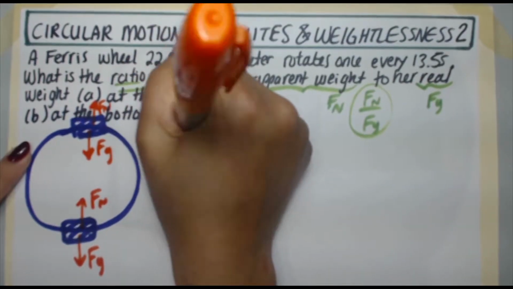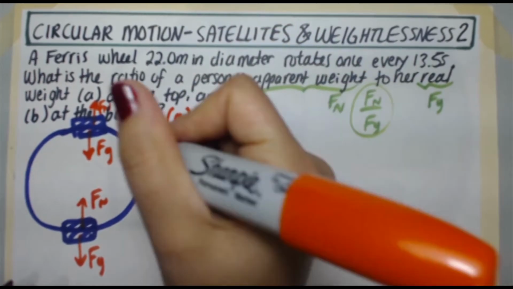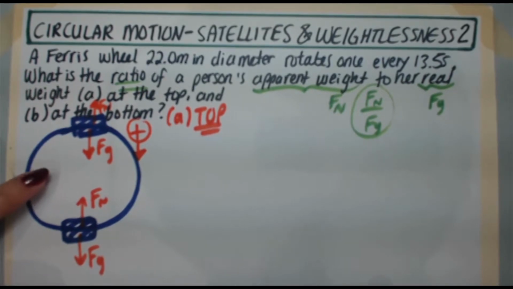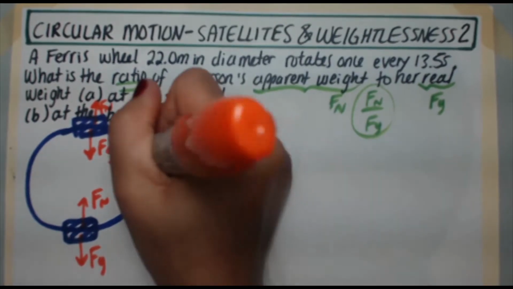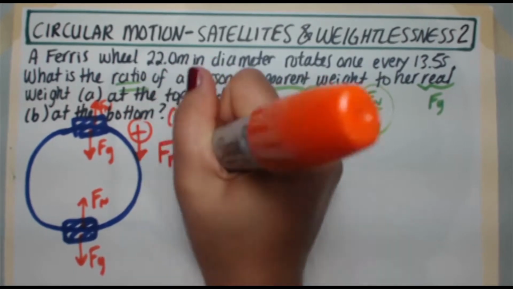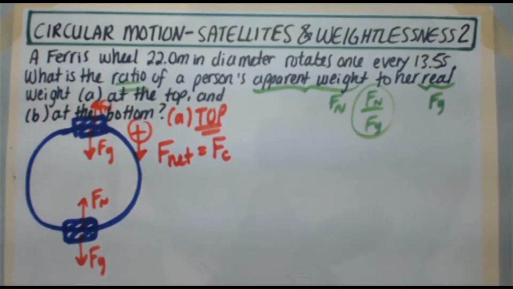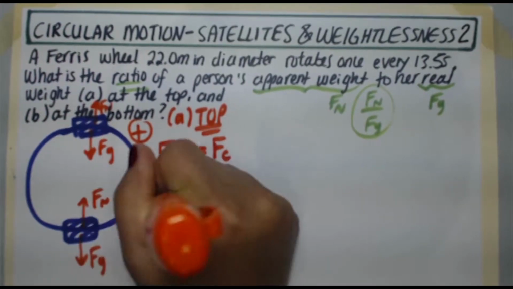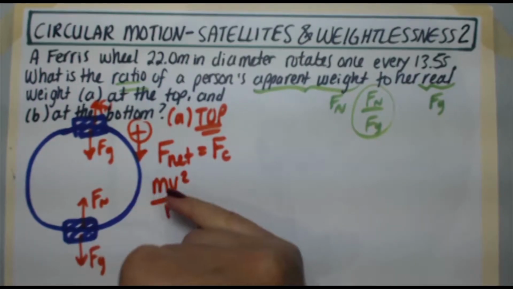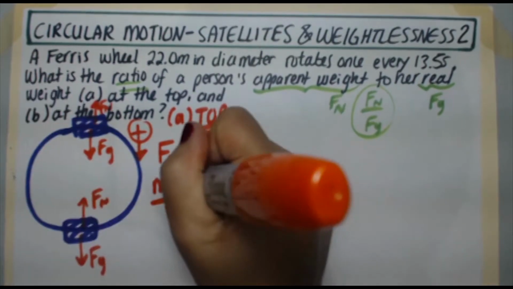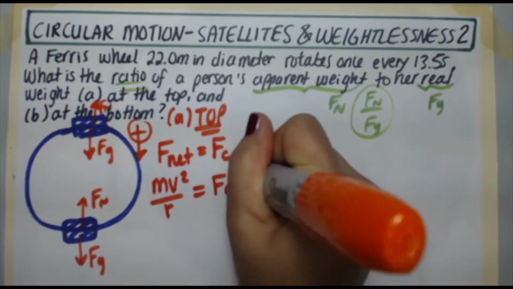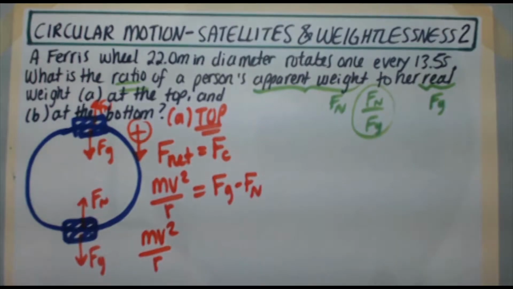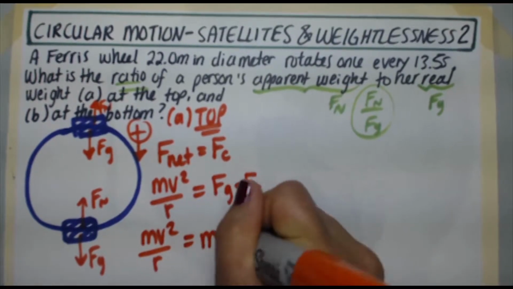So for part A, at the top of the coaster, at the top we're going to let positive be down again, because we want it to be towards the center of the circle, since that's the direction of the centripetal force. So we do our Newton's second law. In this case, the net force is centripetal because it's circular motion. Okay, this is mv squared over r. In my centripetal force, with the downward being positive, it's going to be Fg minus Fn. Okay, so then we get mv squared over r equals Fg, which is mg, minus Fn.